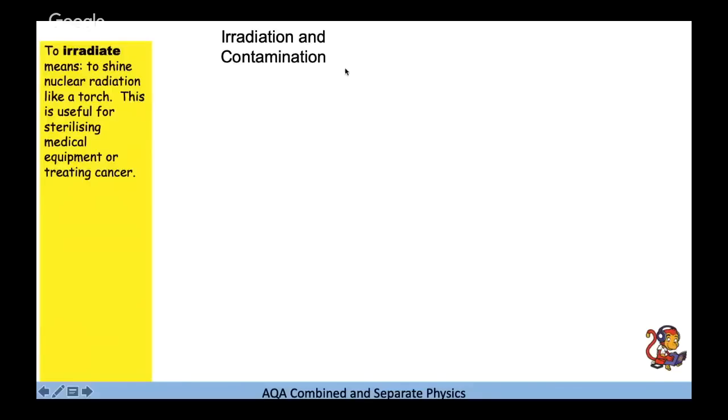Okay, irradiation and contamination then. If I irradiate something, it's like me shining a torch of alpha, beta, or gamma radiation at something. It's useful for sterilizing medical equipment or treating cancer. Now, it can come out in a stream and hit an object. That object is not radioactive afterwards or dangerous. Of course it's not, because it can be used for more operations, for example, if you're sterilizing equipment.